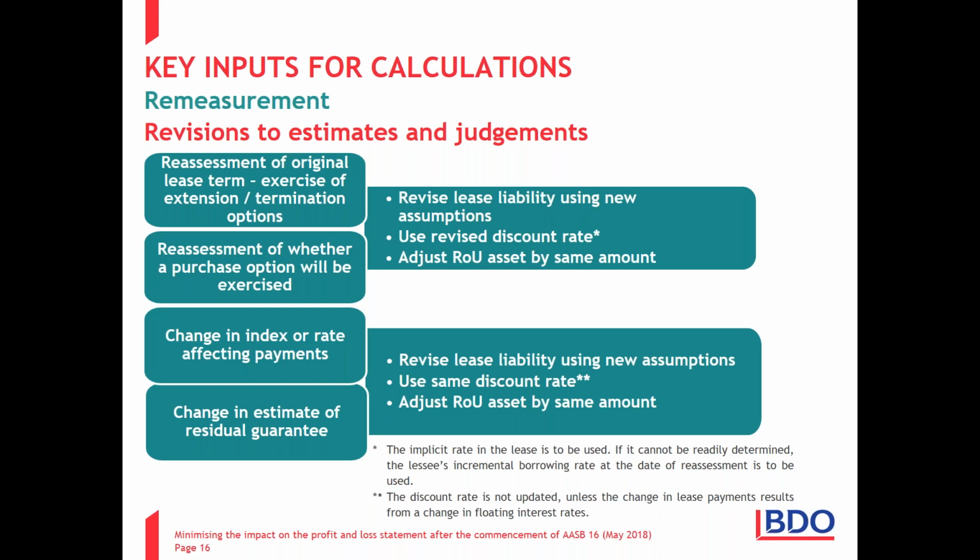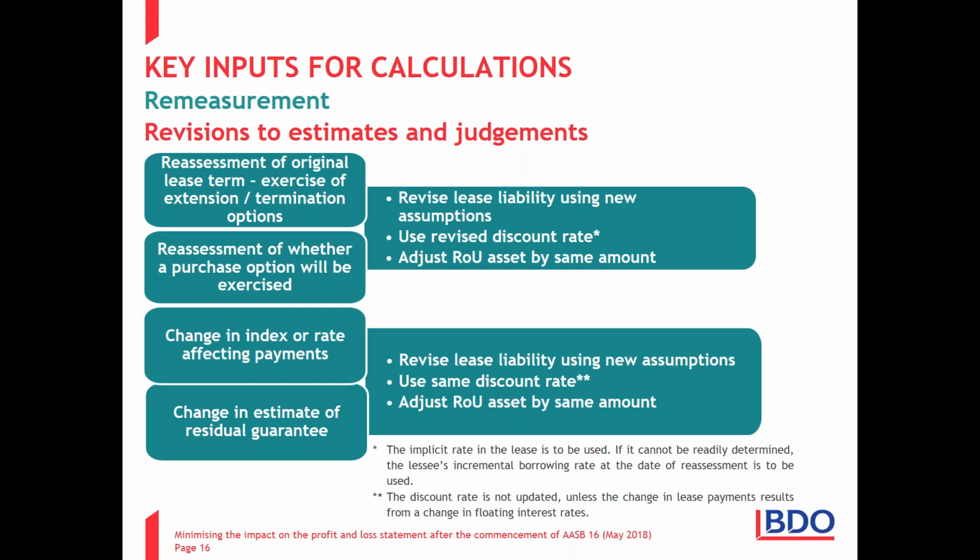If there is a revision of the lease term or a change in the decision to exercise the purchase option, this will require a full recalculation of the lease liability based on the new assumptions, but also require you to use a discount rate as at the date of the reassessment. But if the revision is in relation to payments changing due to an index change or an estimate of the value of the residual guarantee, then you recalculate the lease liability, but using the same discount rate you used when you made the original calculation of the lease liability.